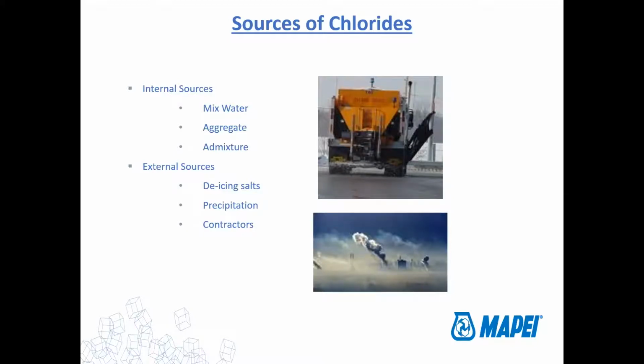Then we have our external sources. Like I said, we use chlorides as an admixture. So those are going to be, again, the de-icing salts. It could be precipitation from the rain. If you get airborne chlorides, that's going to help bring down some of the chlorides, certainly along the coast when it rains.